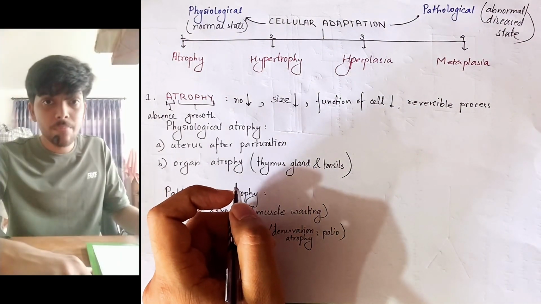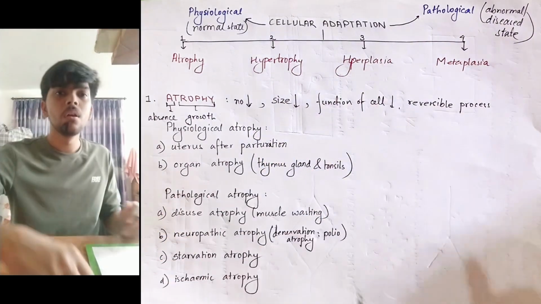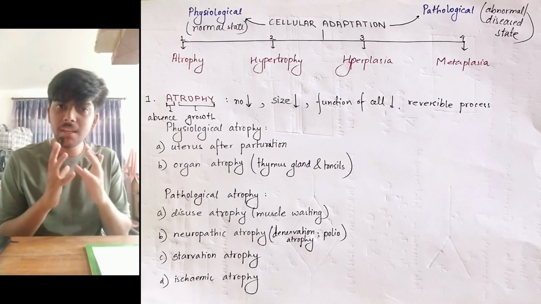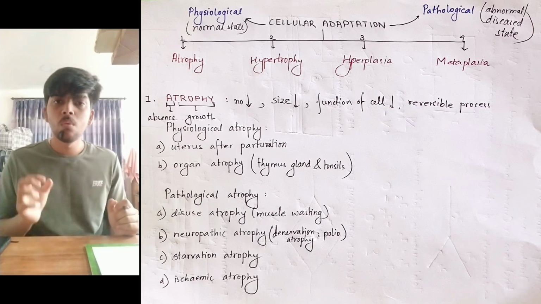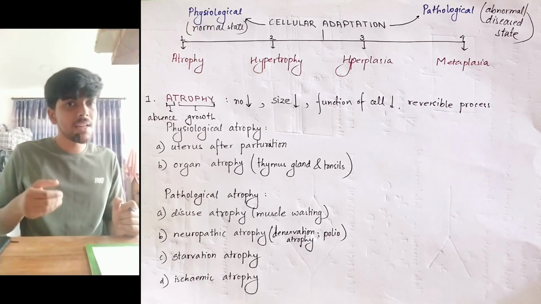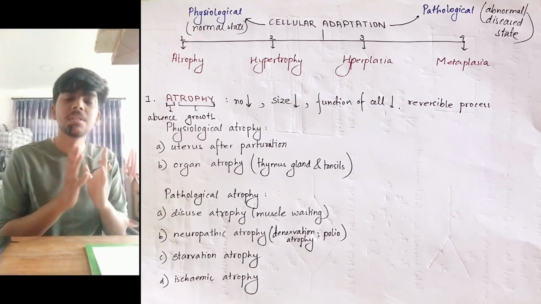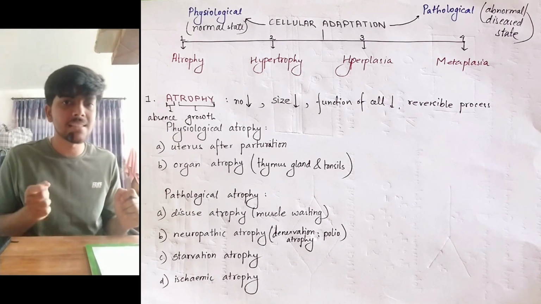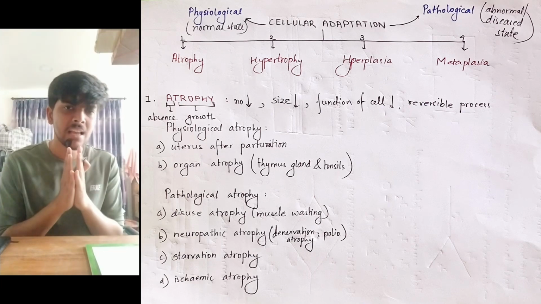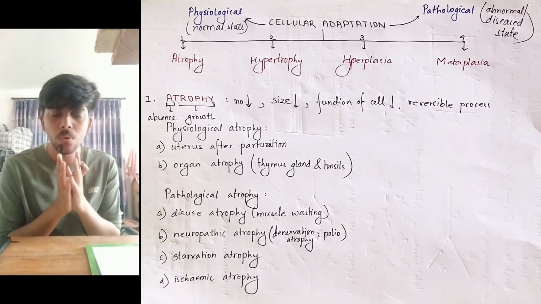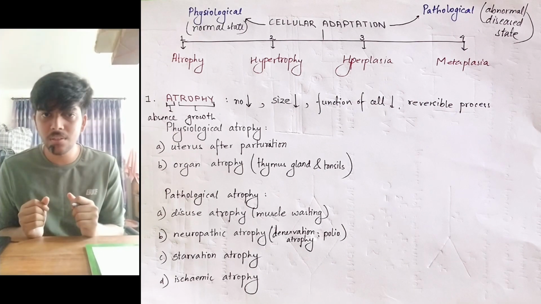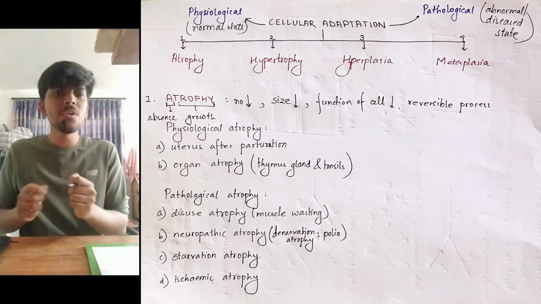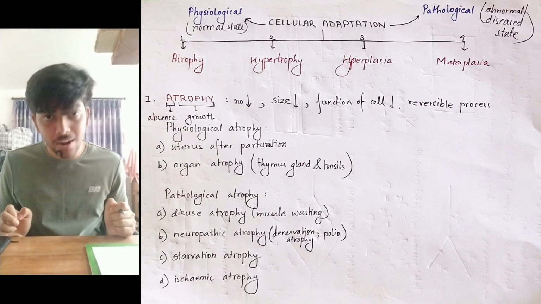So now let's look at the various examples of atrophy. First, physiological atrophy. Uterus after parturition. During pregnancy, the size of the uterus increases in order to adjust the baby. Once the baby is delivered, once the parturition has taken place, the uterus goes back to its original size. That is, it decreases in size. And what has happened here? Atrophy of the uterus has happened here, because the uterus has decreased in size. And is it taking place in a diseased condition? No. Birth is a normal physiological process. So since it's taking place in a normal state, or during a normal physiological process, it's a physiological atrophy.